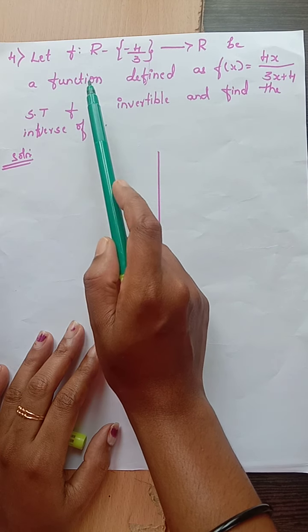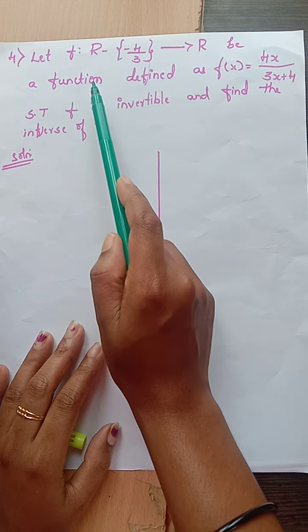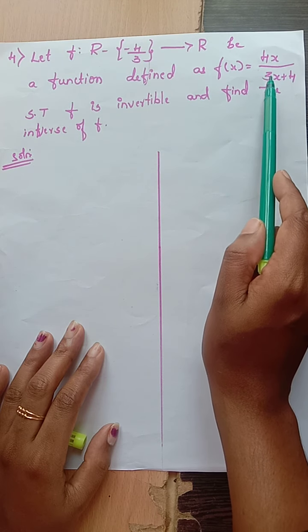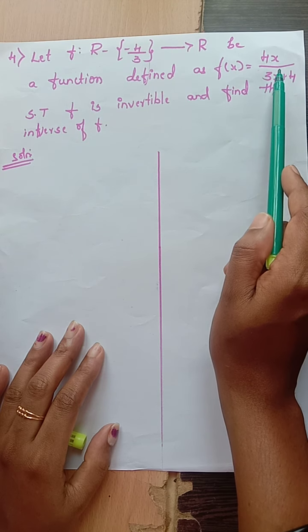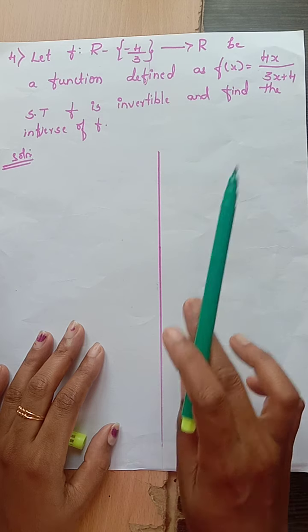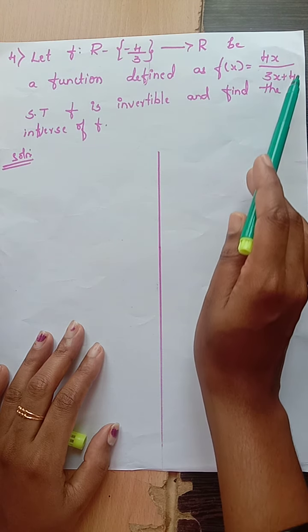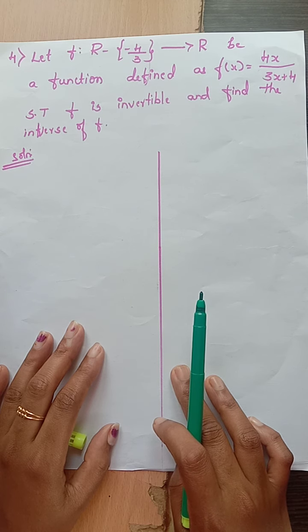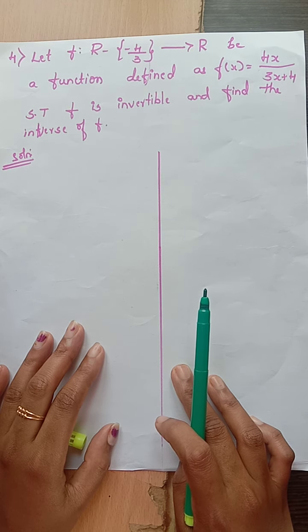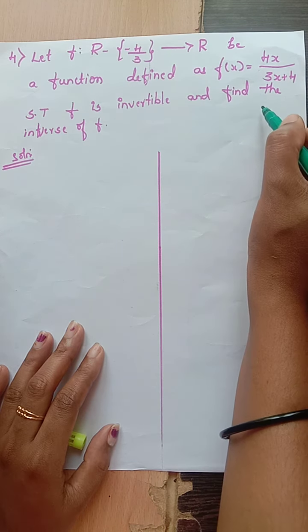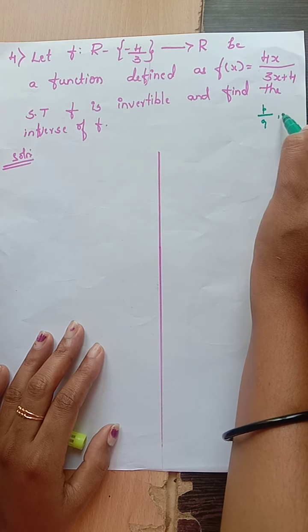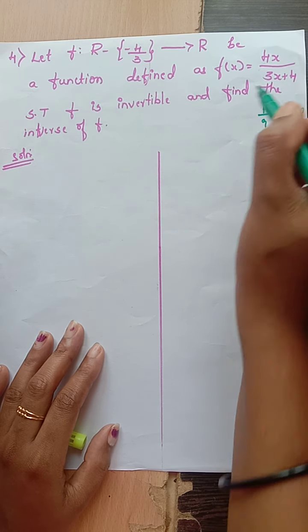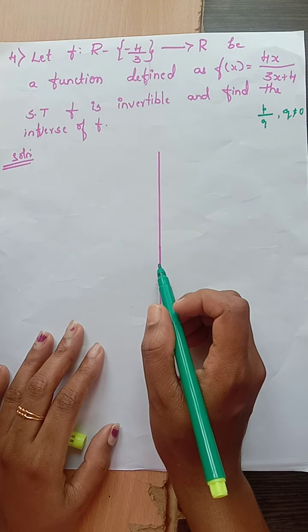So what is the function? The function is defined as f(x) = 4x divided by (3x + 4). As you can see, this is a fraction, a rational number. A rational number is defined as p/q, provided q should not be 0. I hope you remember this definition. Here q is the denominator.